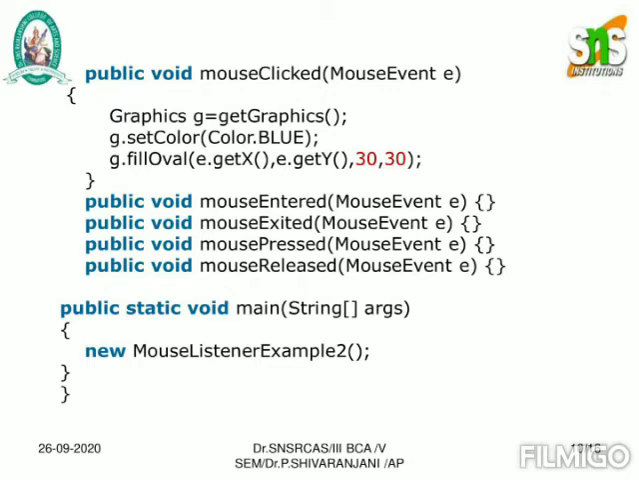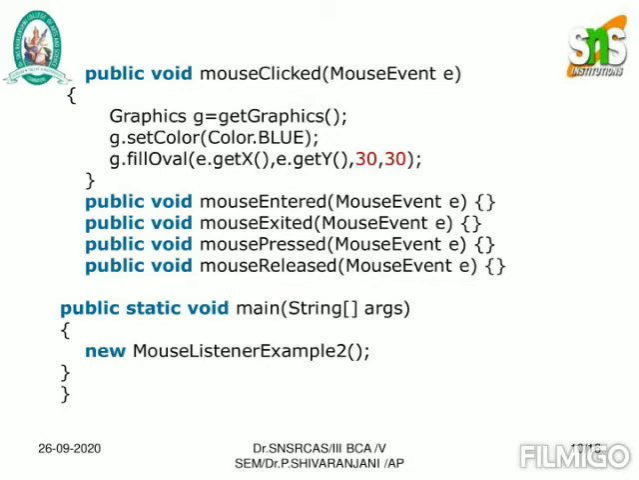Now when the user clicks the mouse, I'm writing the code for the click event alone. It has to set the color of the oval shape, as you have to draw the oval and fill its color as blue. Similarly, when the user is entering, exiting, pressing, or releasing the mouse, the particular action has to be recorded and thrown out.